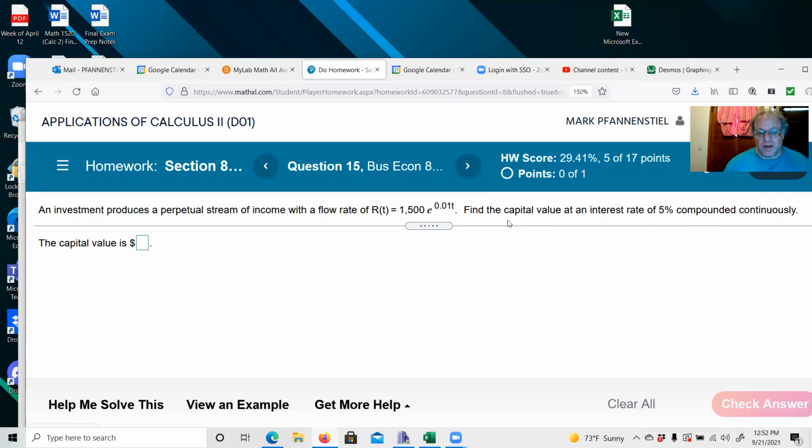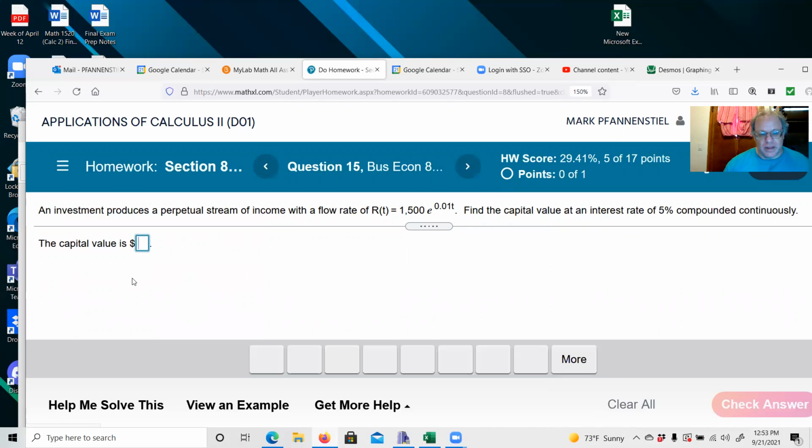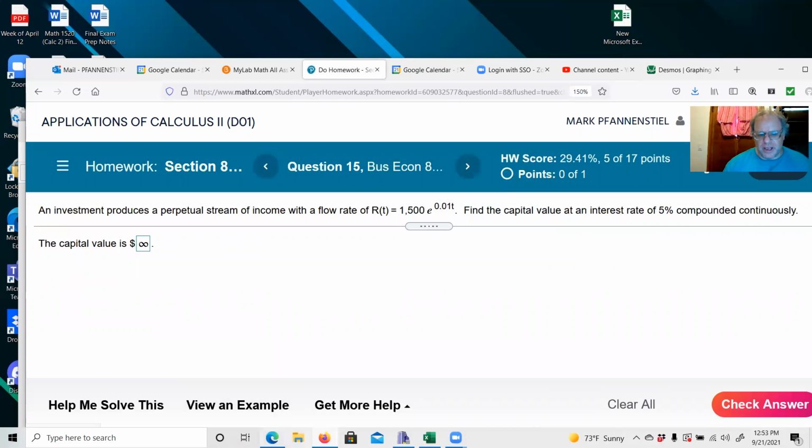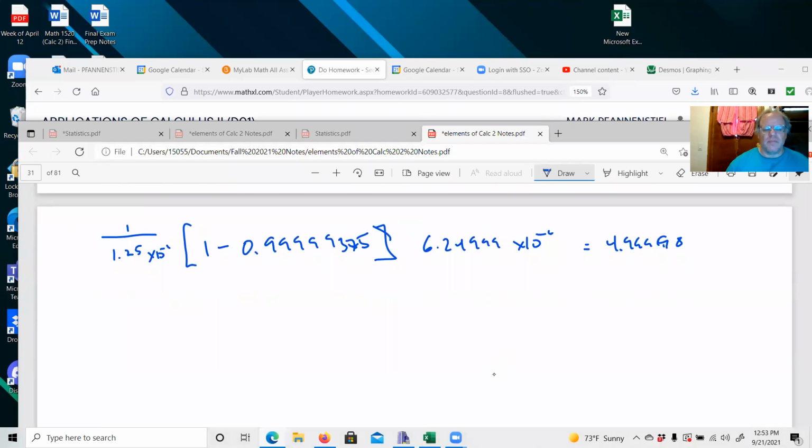Because perpetual means go on forever. And I don't see an option to say diverge, because if you have an e to the x, as t goes off to infinity, that is going to be an infinite value. And oh, let's try it. Nope, didn't like it. Oh, okay, this is what they want. Okay, so thank you. I needed that as a hint.